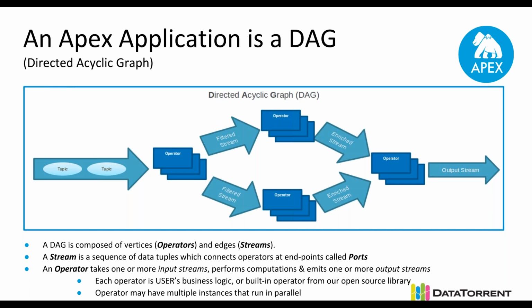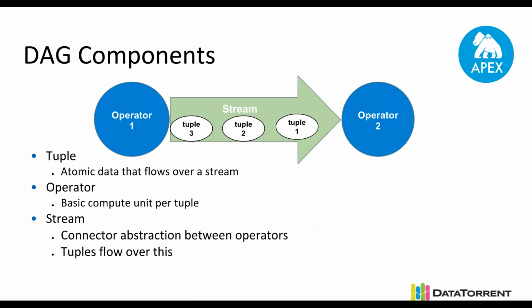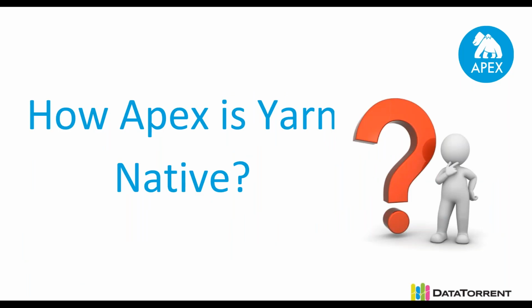Now this is how our application visually looks. It is actually a DAG, which stands for Directed Acyclic Graph. If we look at this diagram, the DAG nodes are the operators in Apex terminology, and the DAG edges are the streams in Apex terminology. What is an operator? Let's take a close look at these operators and streams. Operators are the processing units. These are the places where actual calculations or data transformation will happen on the data. And streams are the units which connect operators. The data flows over the stream.